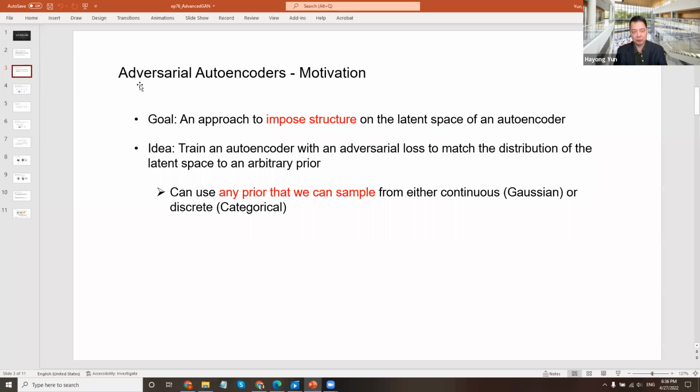But here is another attempt, which is called adversarial autoencoder. The motivation is an approach to impose structure on the latent space of an autoencoder. It's basically training an autoencoder with an adversarial loss to match the distribution of a latent space to an arbitrary prior. In some sense, it's adding to the autoencoder a discriminator that tries to wrangle the latent space into some arbitrary distribution we wish. Can we use any prior? We can sample from either a continuous or discrete distribution.